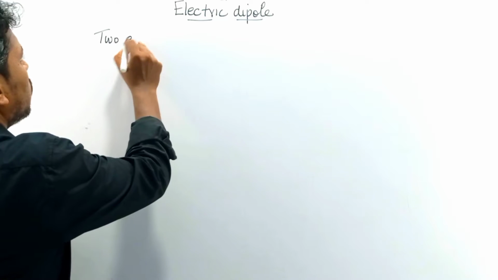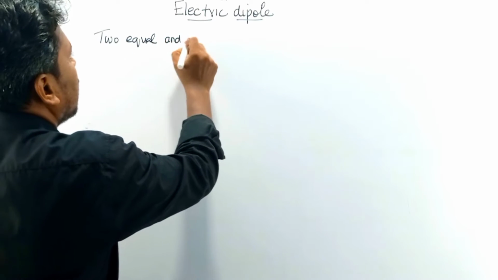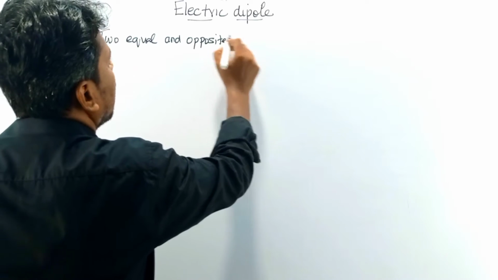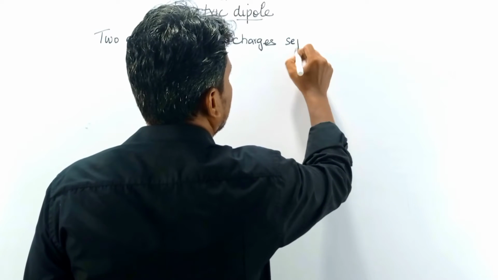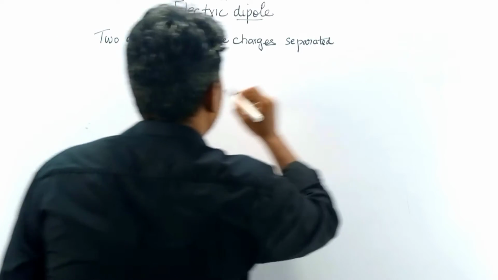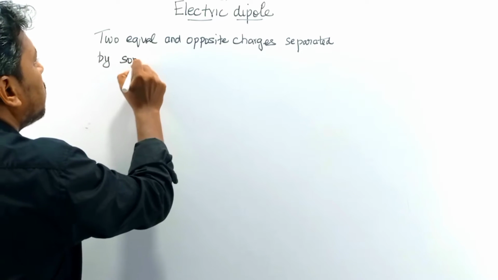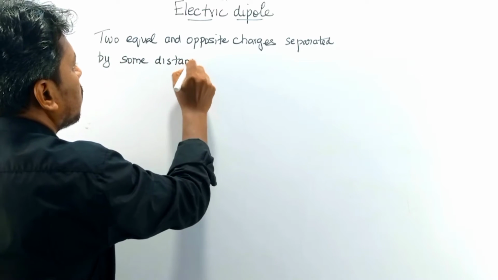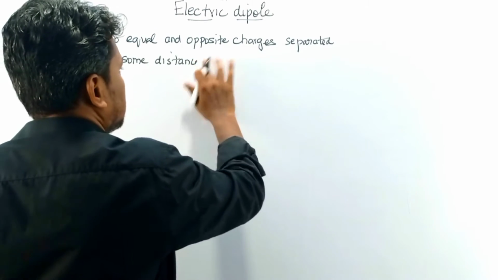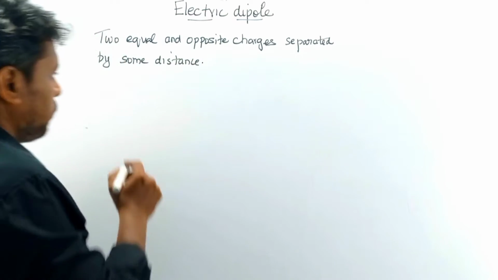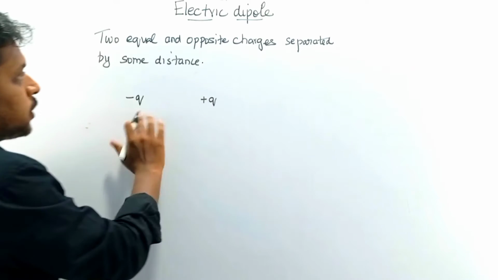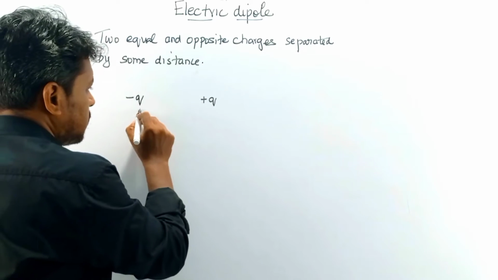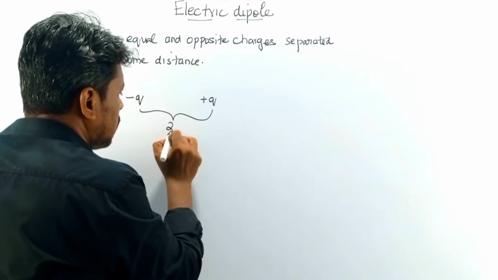Okay, so an electric dipole is given by two equal and opposite charges separated by some distance. So we call it an electric dipole. For example, let us consider two equal charges of opposite nature, separated by some distance. The distance between these two, let us take as 2a.